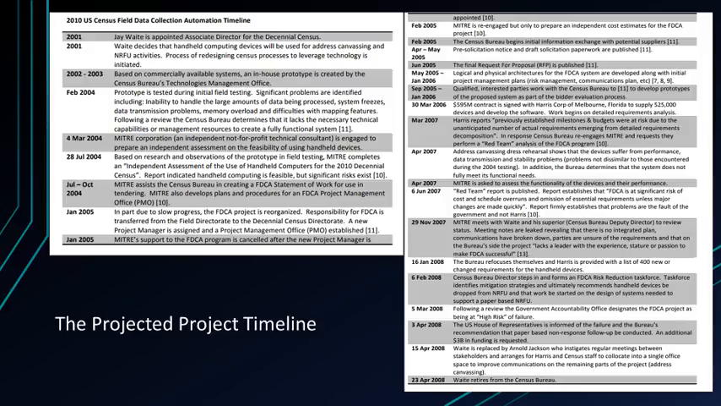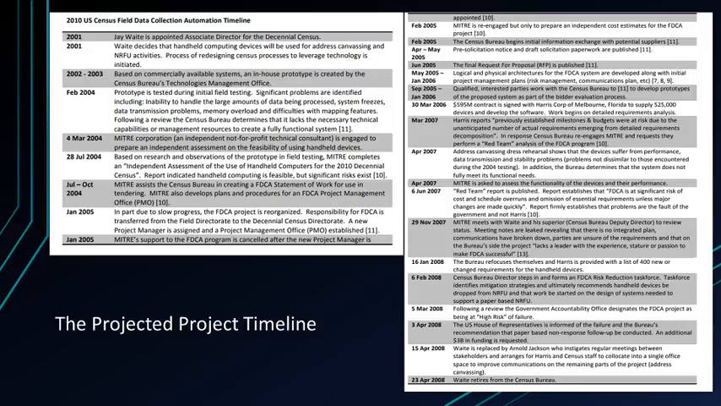In response, Census Bureau re-engages MITRE and requests they perform a red team analysis of the FDCA programme. April 2007. Address canvassing dress rehearsal shows that the devices suffer from performance, data transmission and stability problems. Problems not dissimilar to those encountered during the 2004 testing. In addition, the Bureau determines that the system does not fully meet its functional needs. April 2007. MITRE is asked to assess the functionality of the devices and the performance.